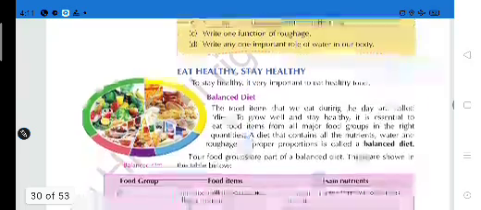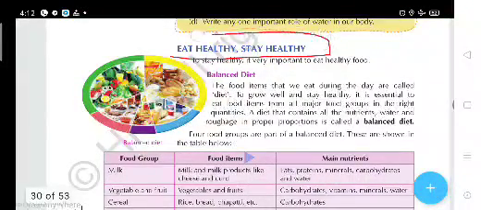Students, eat healthy and stay healthy. What do you understand by this line? If you eat healthy food, then you will stay healthy. So to stay healthy, it is important to eat healthy food. So we talk about the balanced diet. Students, if you are eating food which contains the proper portion and proper amount of different kinds of nutrients, it means you are taking a balanced diet.